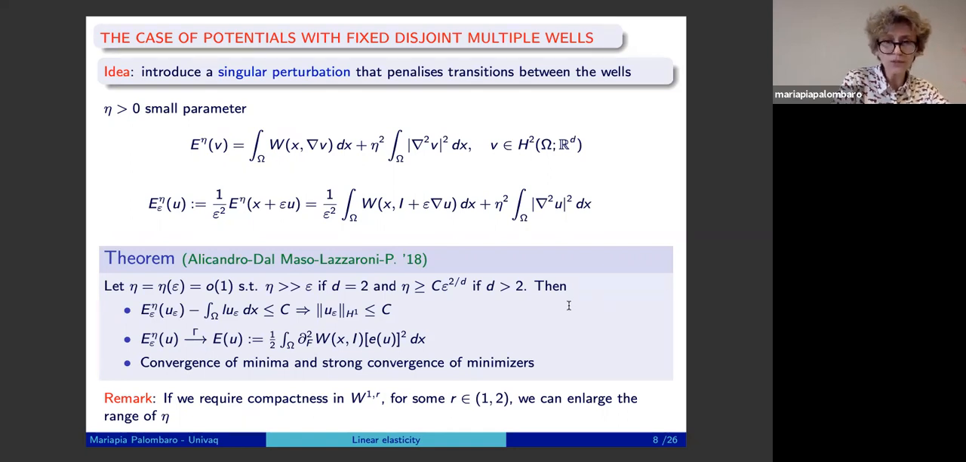As I already pointed out, the issue here is the compactness. So in order to have compactness, one cannot apply directly the rigidity estimate of Friesecke, James, and Müller, but one has to first prove a one-well lower bound on the energy. So one has to prove that this energy is bounded from below by the distance from only one well. So most of the work is here in this compactness proof.